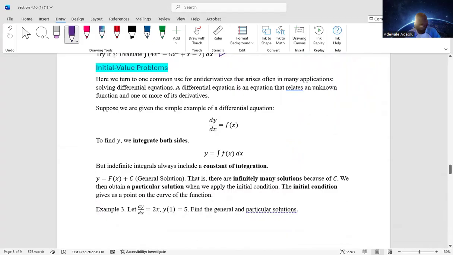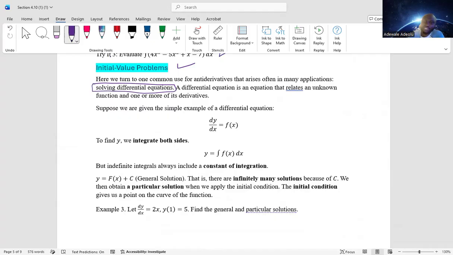Now, we want to look at some special application of integration. Here, we turn to one common use of antiderivatives that arises often in many applications, and that is solving differential equations. So we'll just scratch the surface, then we'll leave it for now. But let us learn the definition.